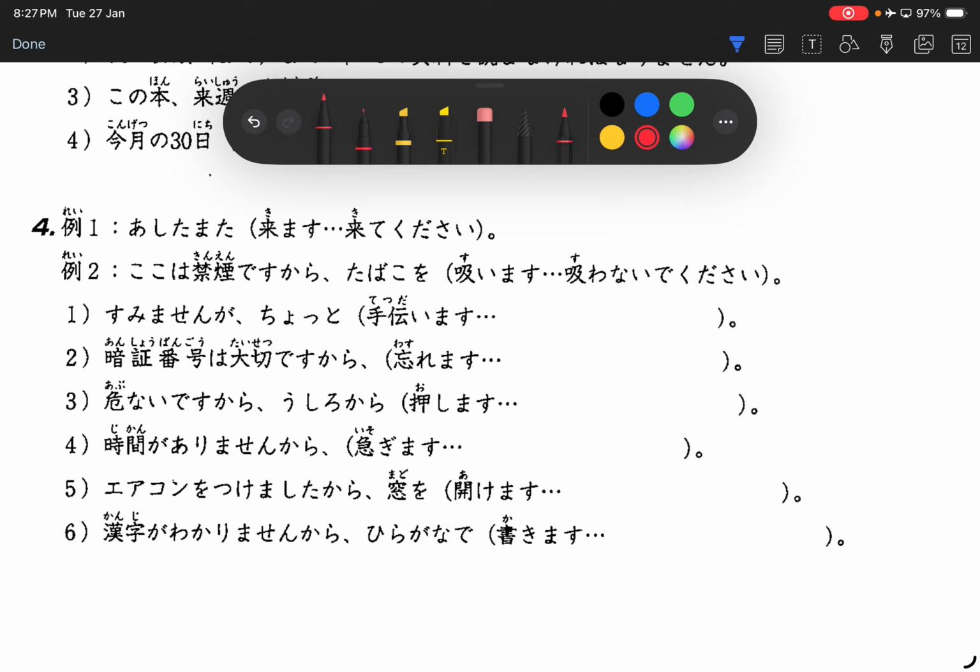Moving on, number 3. 危ないですから、後ろから押さないでください。Very good. It's a group 1 verb. So 後ろから押さないでください, please don't push from the back.